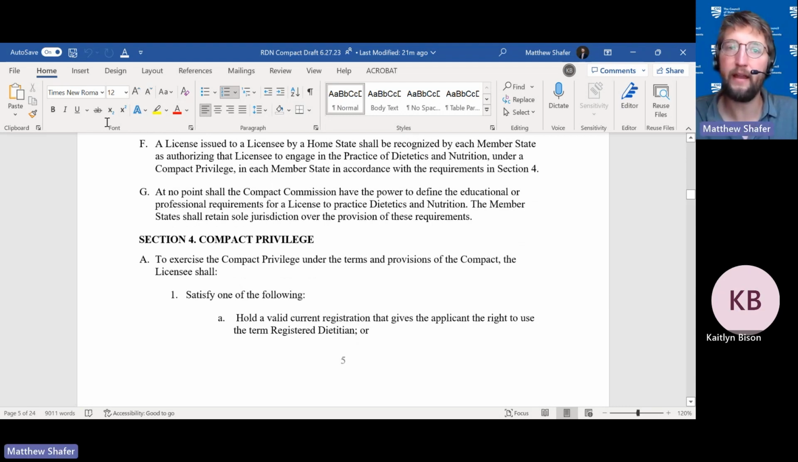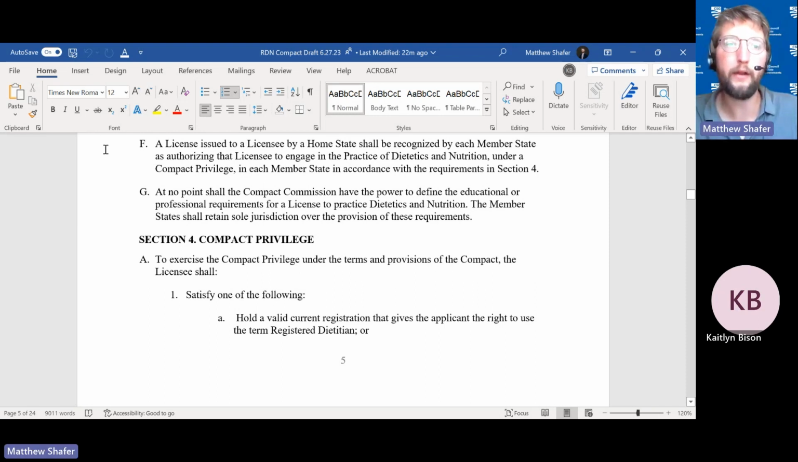And then F is saying that a license issued by the home state is going to be recognized by all of the member states as authorizing practice under a compact privilege in each remote state in accordance with section 4. So this will make more sense when we talk about the next section.